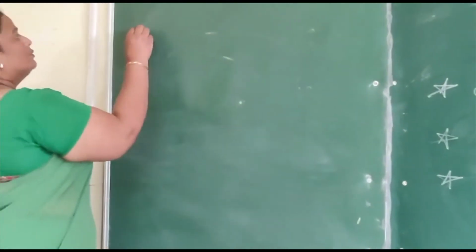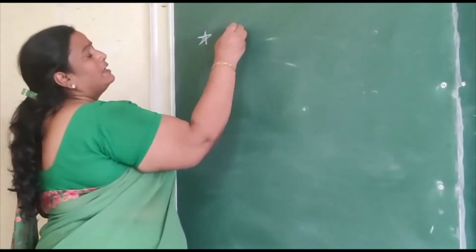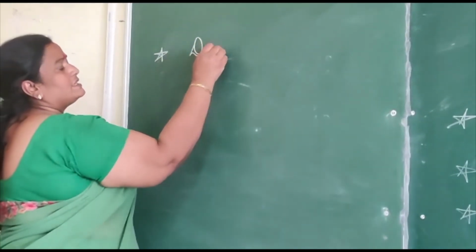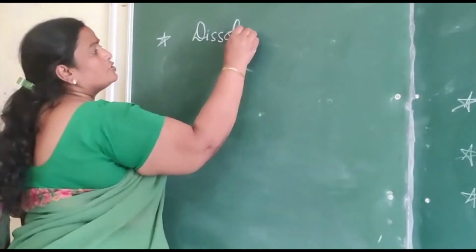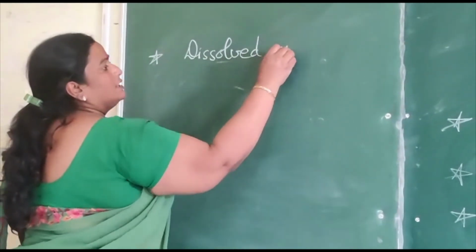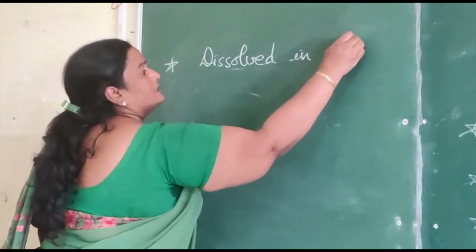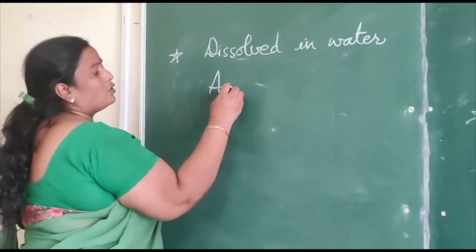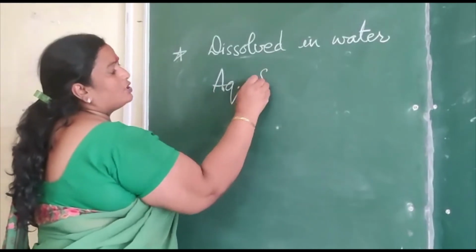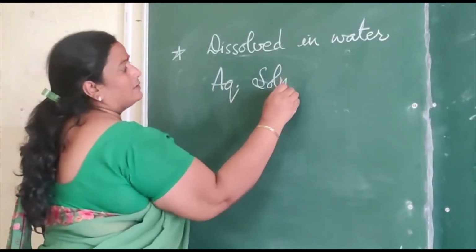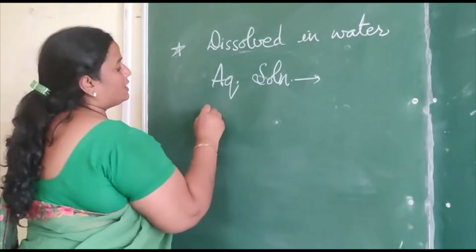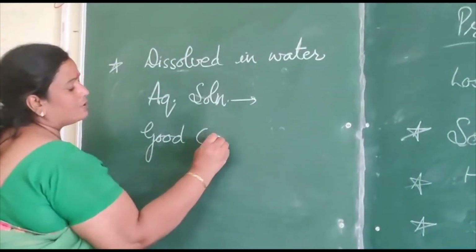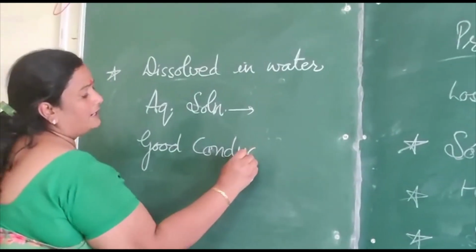And the fourth most important property is that when ionic compounds are dissolved in water, their solution is known as an aqueous solution, which we already studied. This aqueous solution is a good conductor of electricity.